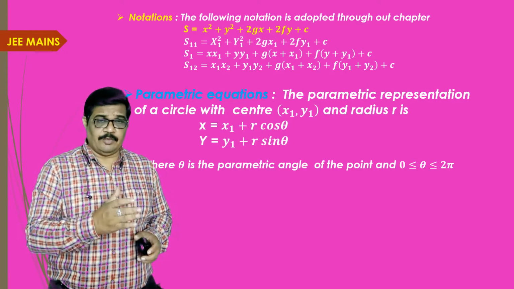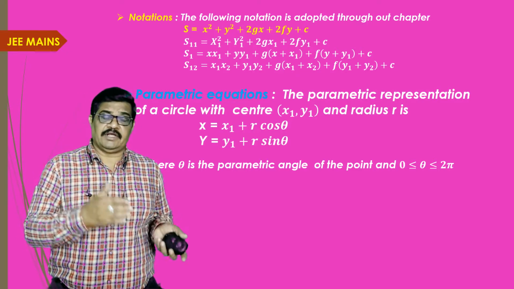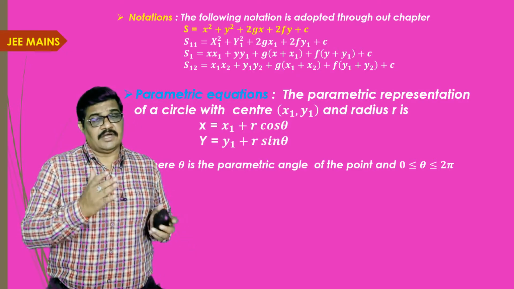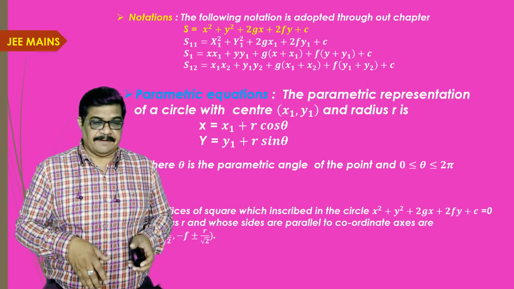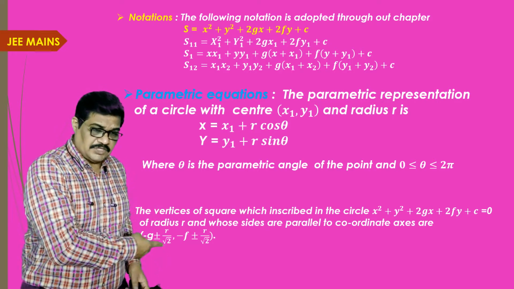The variable point on the circle we have taken as (x, y). That is, x is x1 plus r cos theta, y is y1 plus r sin theta. Okay. Next, see the point.